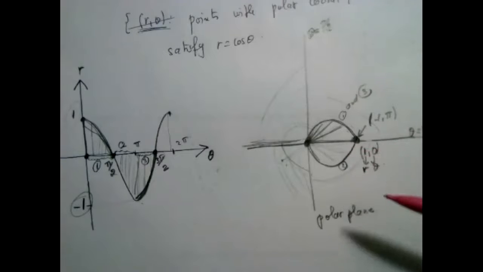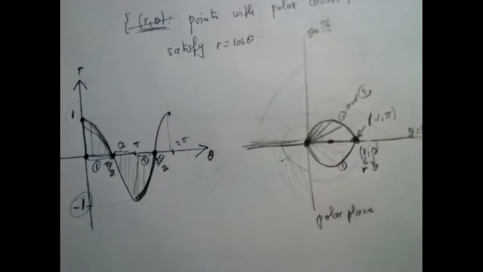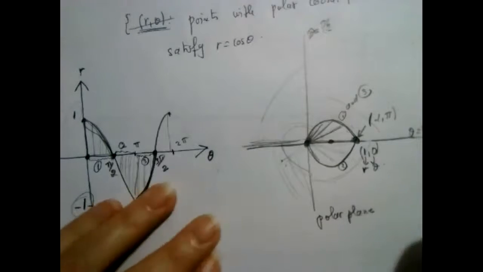Actually, we can show that this is an actual circle. We can show that this is a circle which is centered right there. We can actually show that. Okay. I'm going to take now another example.